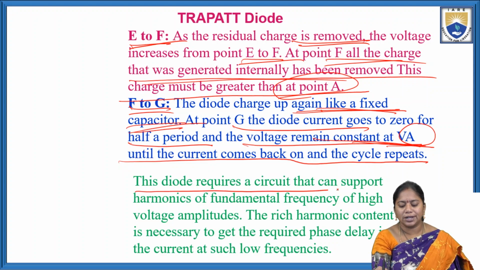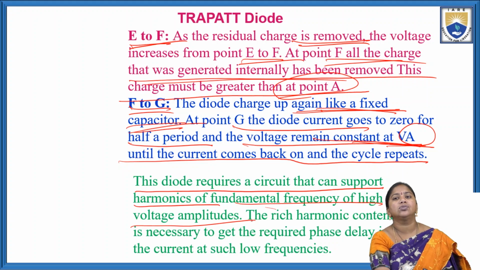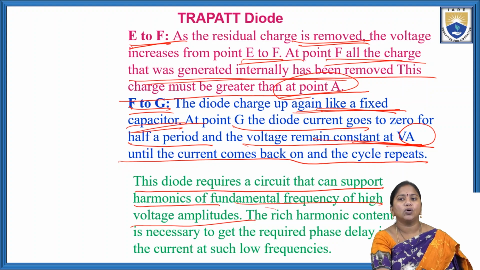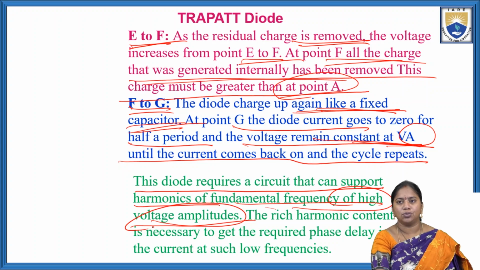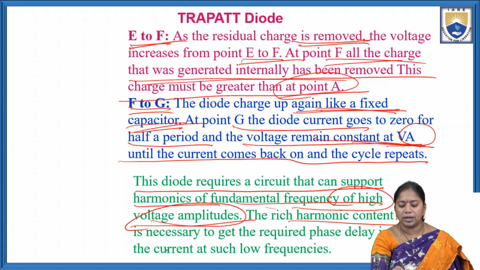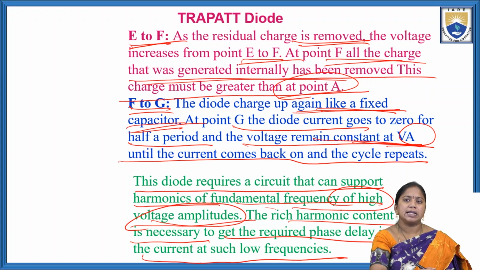So this diode requires a circuit that can support harmonics of the fundamental frequency of high voltage amplitudes. The rich harmonic content is necessary to get the required phase delay in the current at such low frequencies.